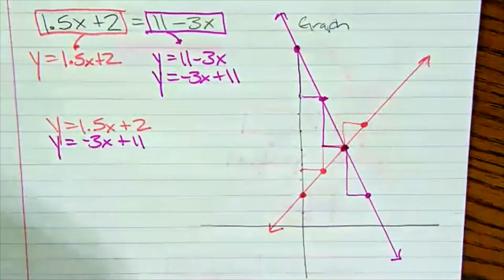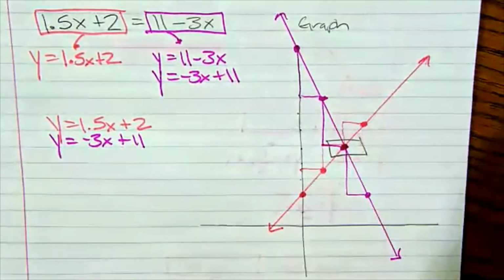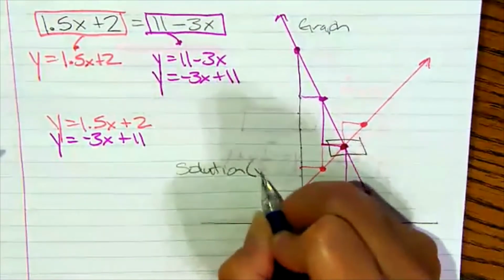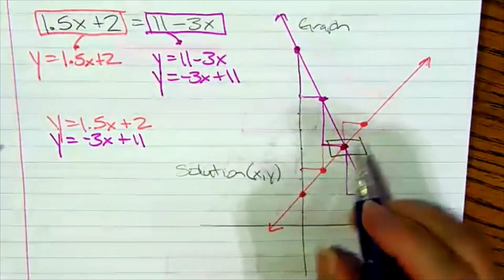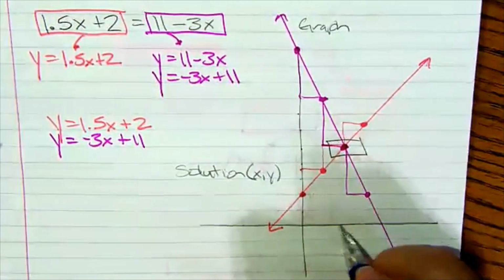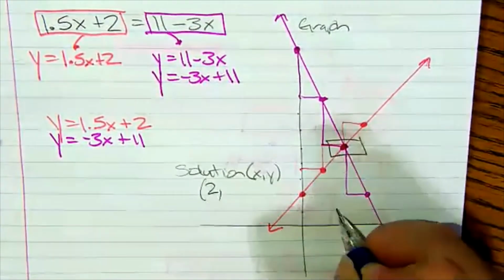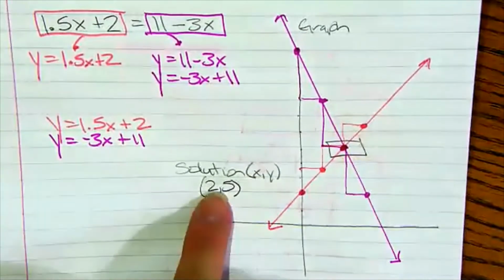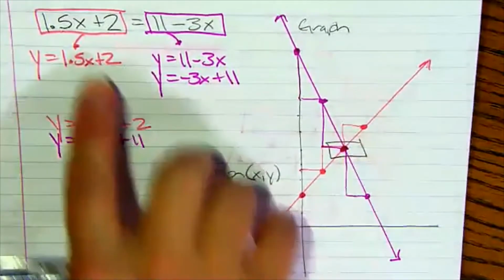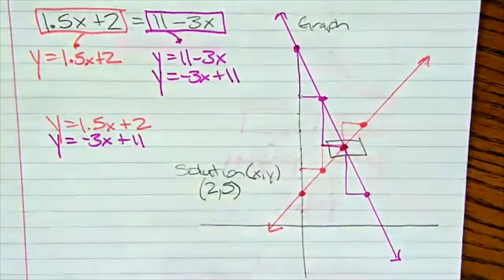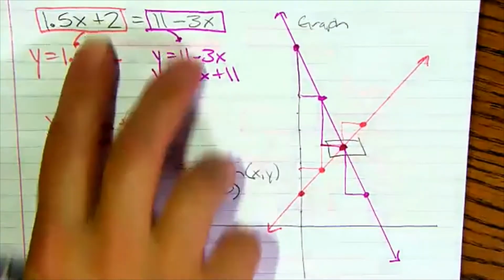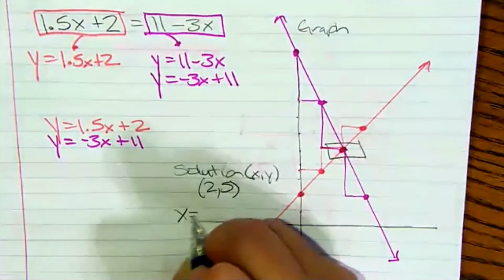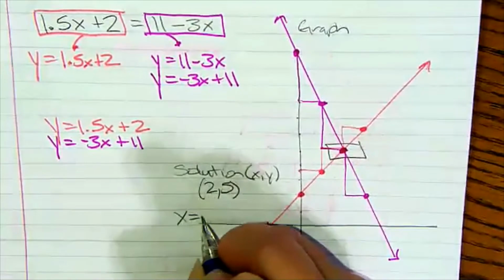And where my two lines intersect is the solution. So it looks like my solution is always x, y, and it looks like my solution is 1, 2, 3, 4, 5. So it looks like my solution is 2, 5. Now, in this original equation, we may only have to find x. The problem may only ask us to find x. And if that's the case, x is equal to 2.